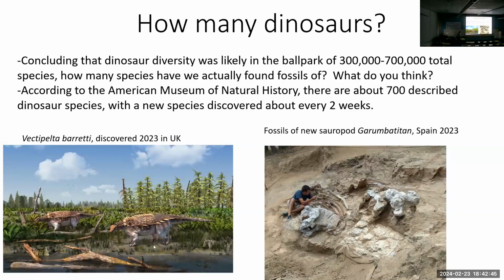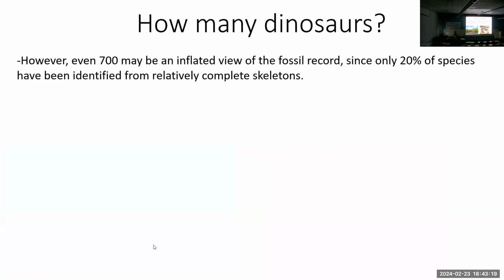According to the American Museum of Natural History, we found 700 described dinosaur species. So compare 700 to maybe 500,000. 700 is a drop in the bucket. And there's new species discovered all the time. About every 2 weeks, there's a new species of dinosaur. This was just from last year. This was a cousin of Ankylosaurus, and here's another species, a new sauropod that was discovered in Spain just last year. We've only discovered about 700.